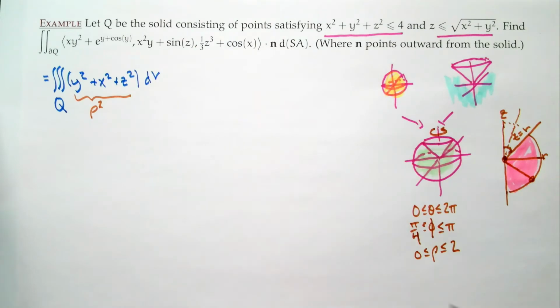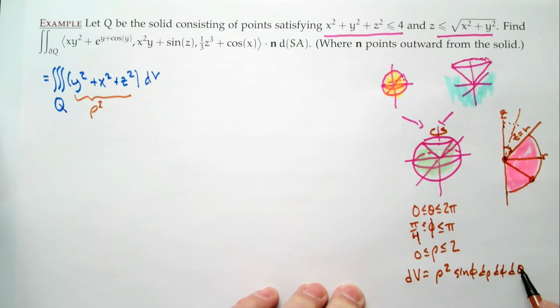And I suppose the last thing we should say is about dV. Do you remember what dV is for spherical coordinates? Rho squared sine of phi d rho d phi d theta.